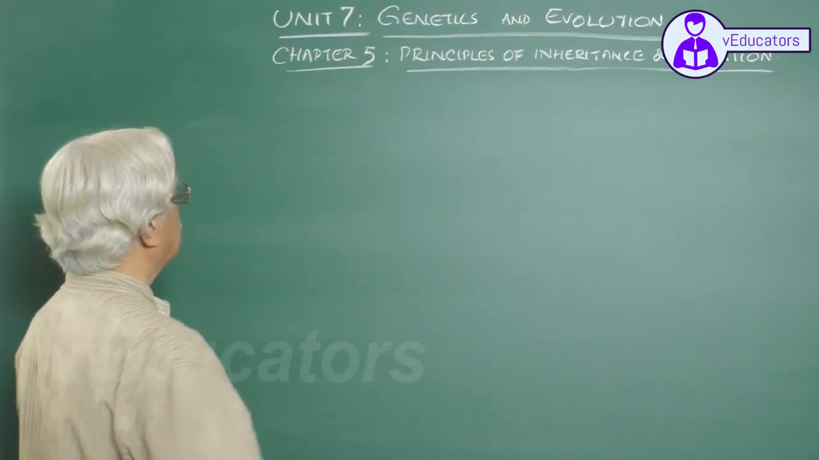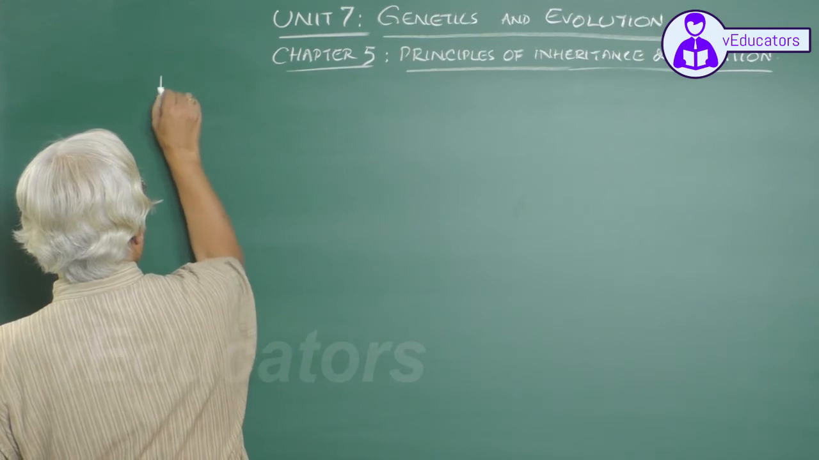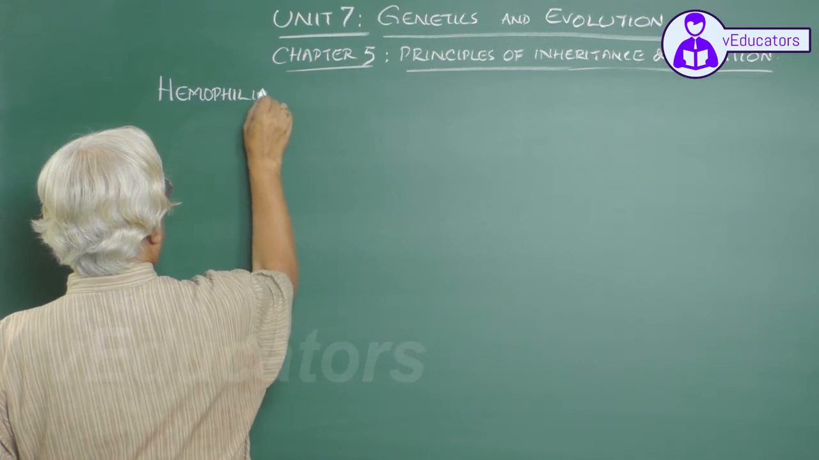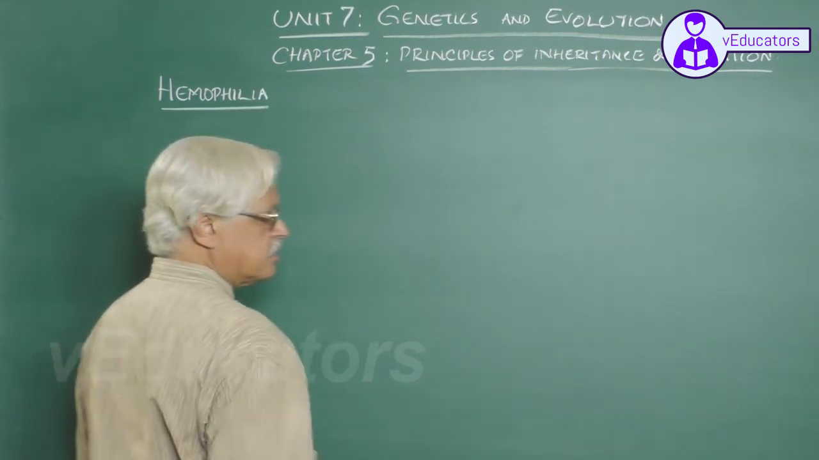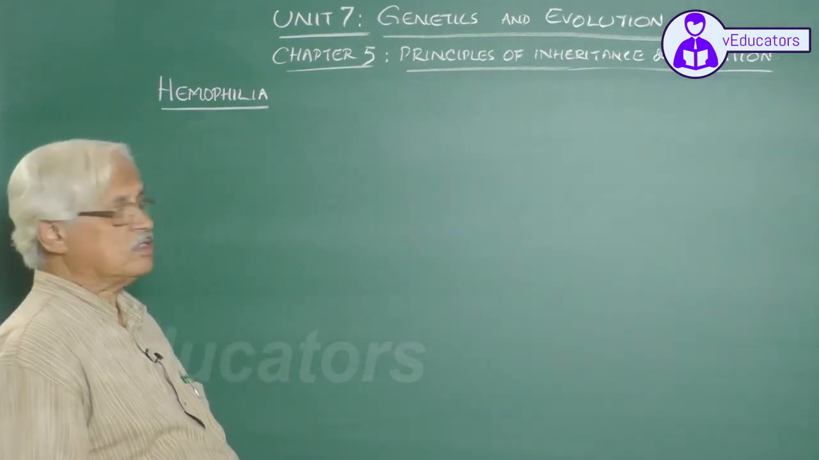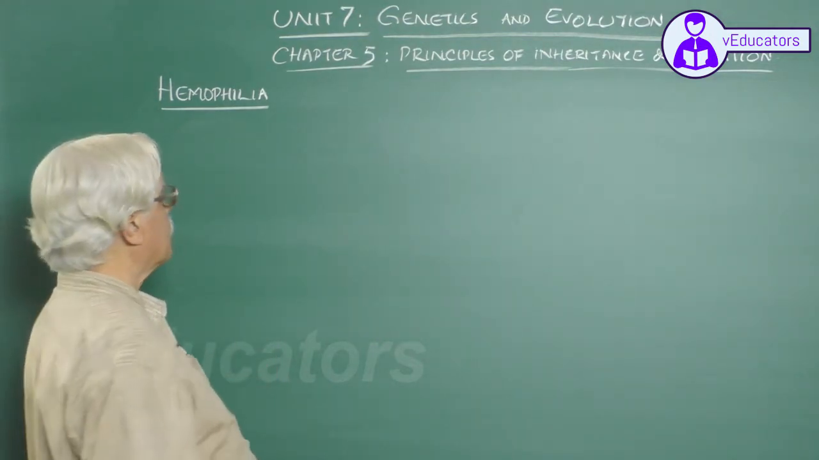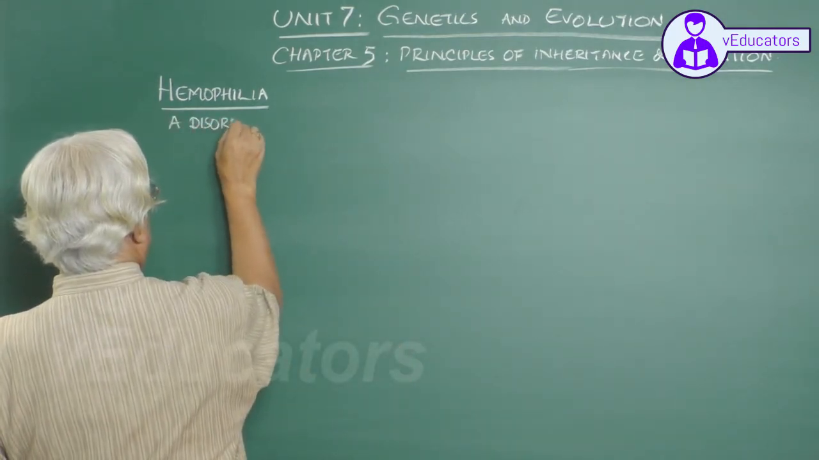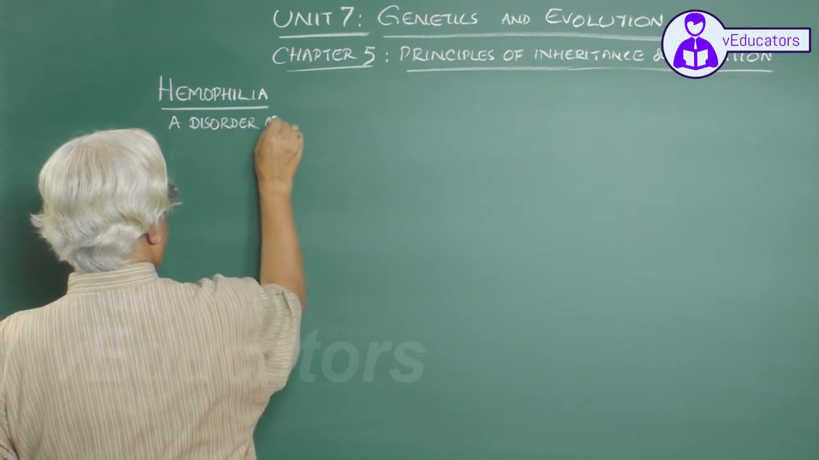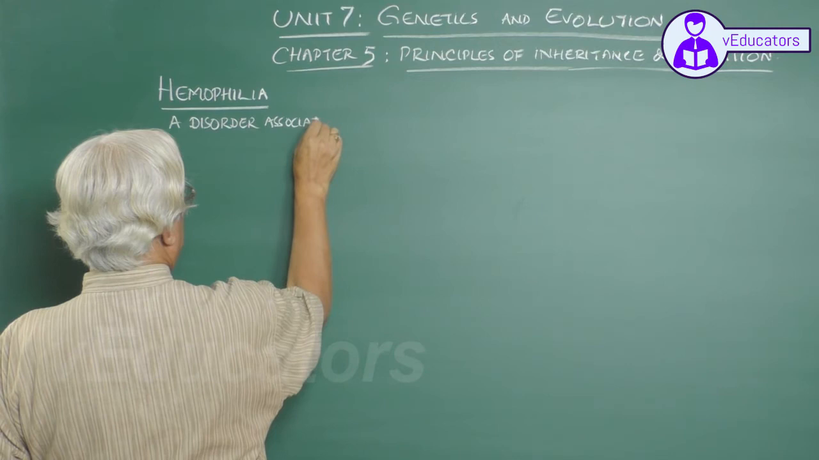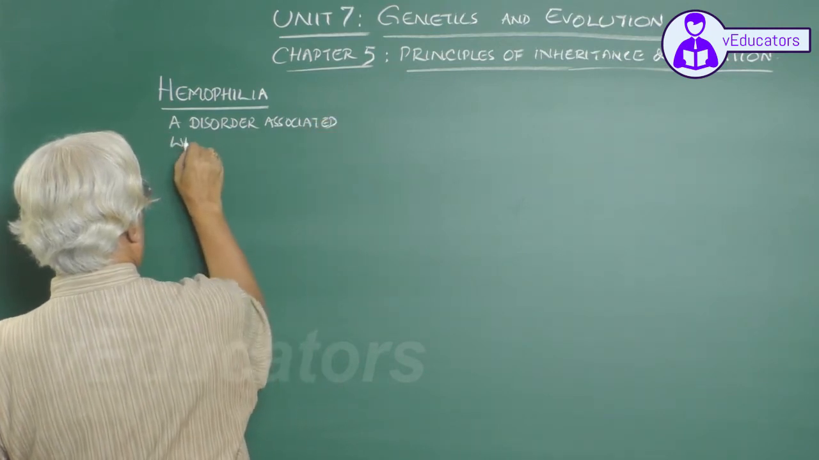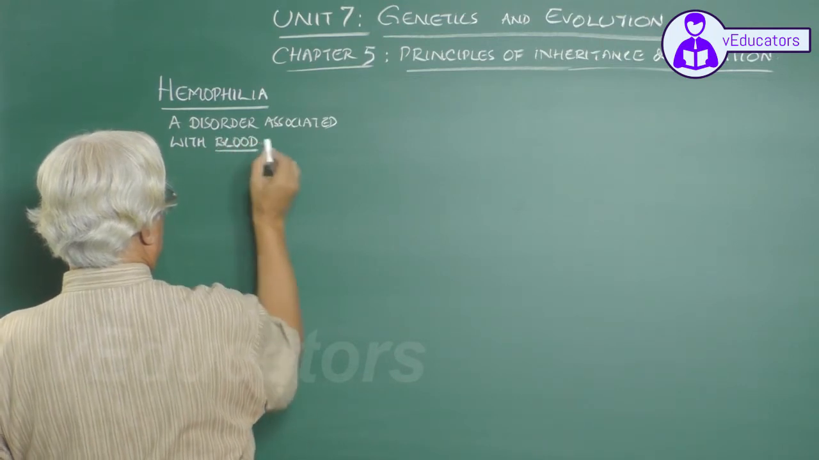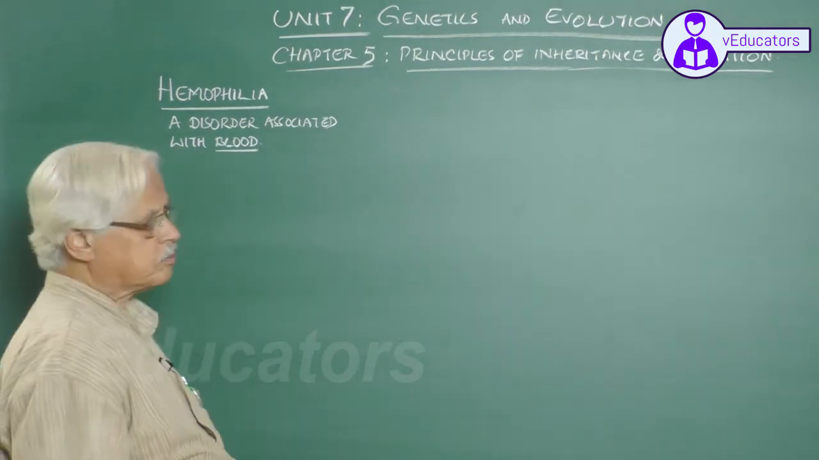Let us take another example, hemophilia. Hemophilia, just like color blindness, is also an example of sex-linked inheritance. It is a disorder associated with blood.